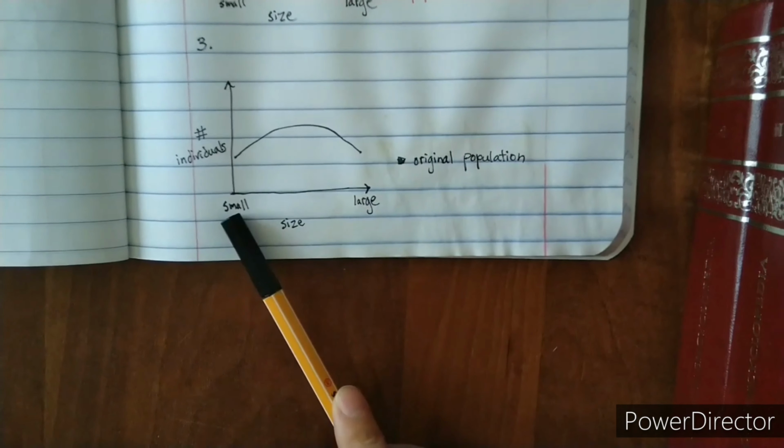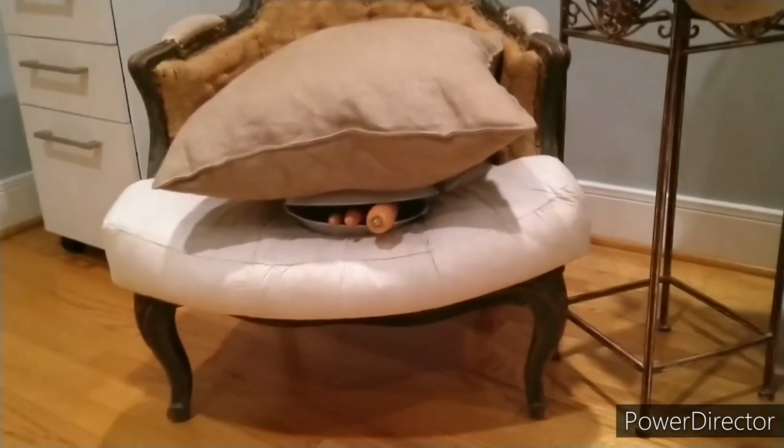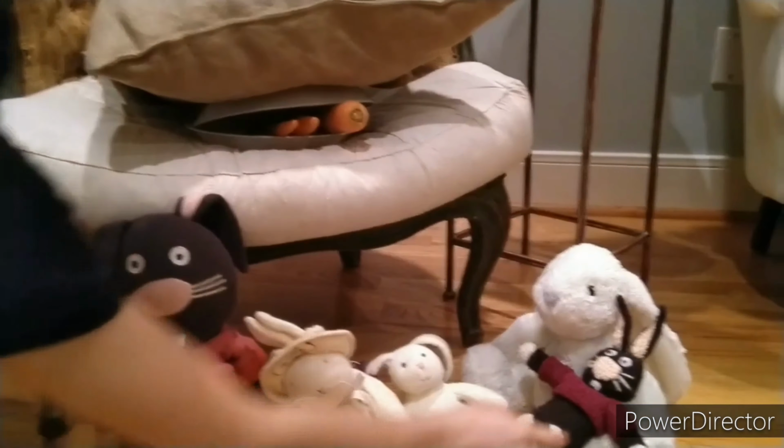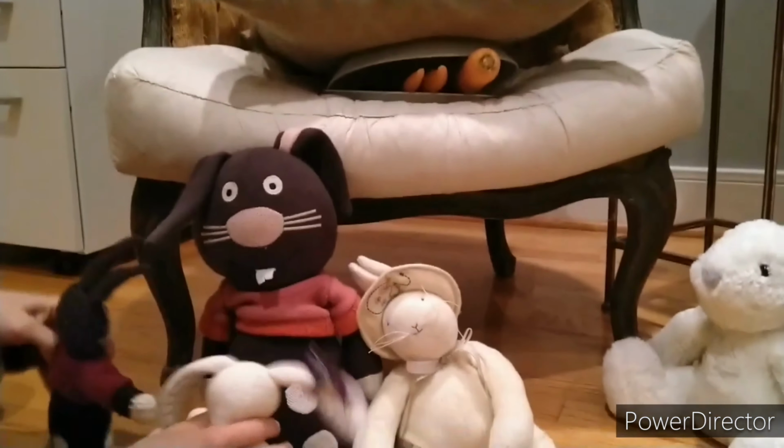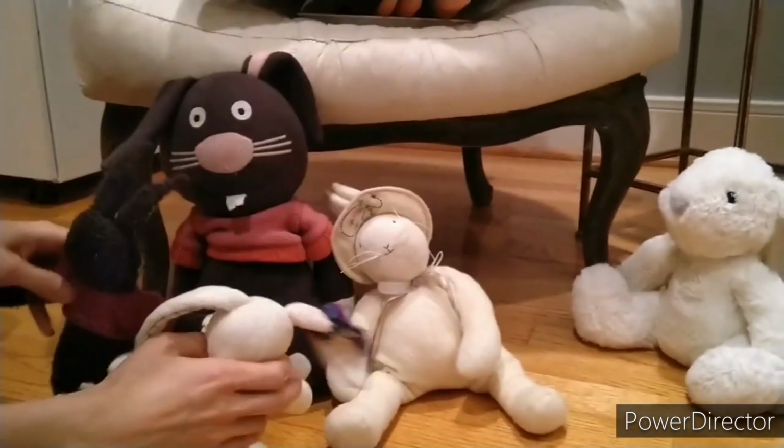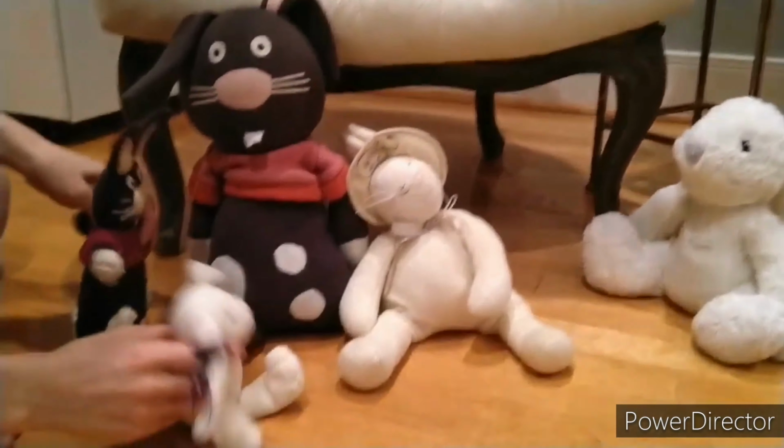Let's see what's going to happen to these poor bunnies. In this case, the selecting factor is going to be food. Food is only available on top of a ledge and inside a small crevice. Now the bunnies compete for food. Unfortunately, the short bunnies are too short and cannot reach the food on the ledge. They will die of starvation.